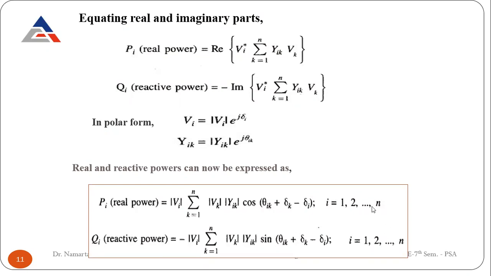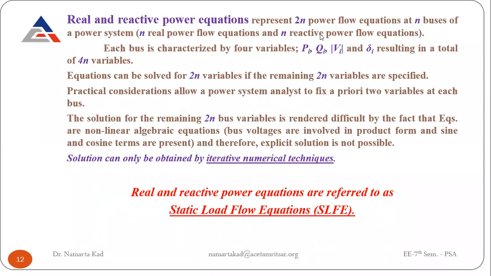Okay, for n number of buses. Let us suppose there is a 4 bus system, then we have to solve 8 equations: 4 equations for real power and 4 equations for reactive power. So there are a total of 2n power flow equations at n buses of the power system, n real power flow equations and n reactive power flow equations. So the total becomes n plus n, that is equal to 2n.